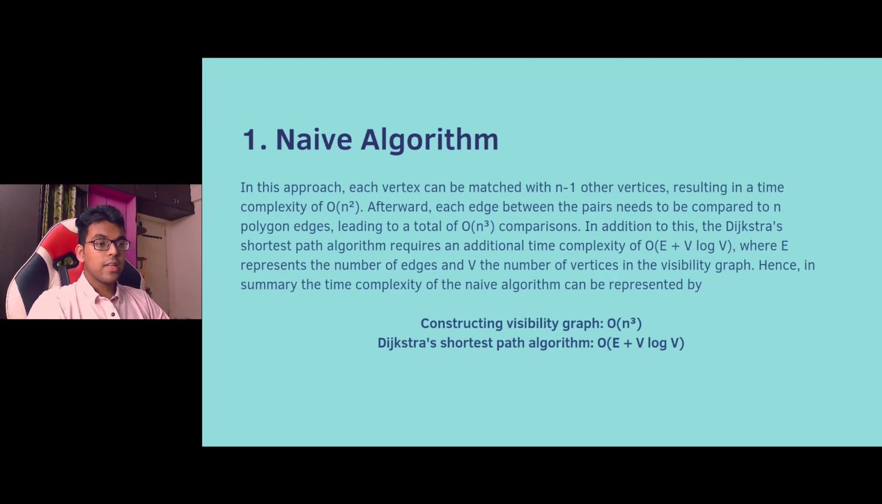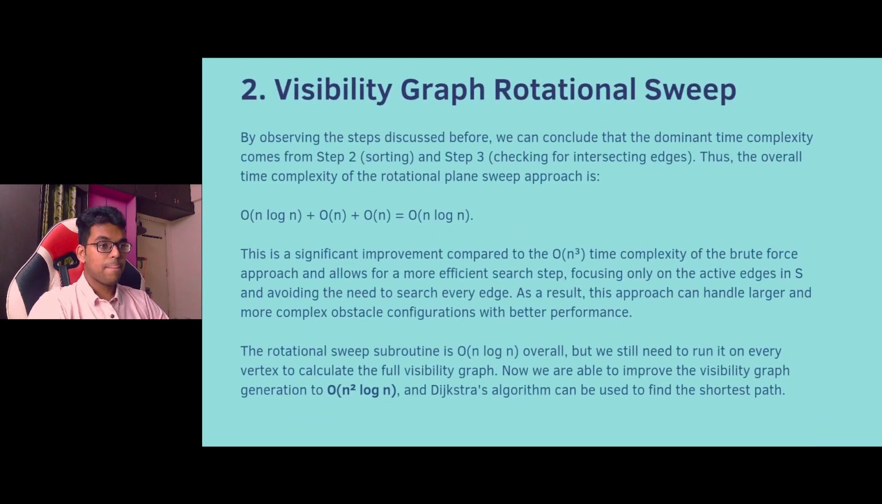In addition to this, Dijkstra's shortest path algorithm is run, which requires an additional time complexity of O(E + V log V), where E is the number of edges and V is the number of vertices in the visibility graph. Hence, to summarize the time complexity of the naive algorithm, the construction of the visibility graph takes O(n³) time, and Dijkstra's shortest path algorithm takes O(E + V log V) time.